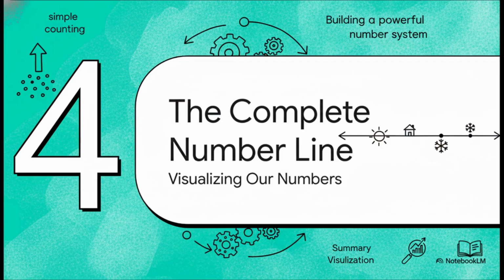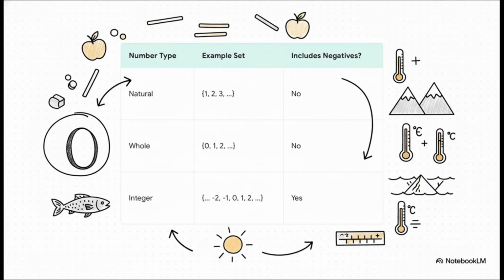So let's pull back for a second and just visualize how this whole system fits together. We started out with just simple counting, and now we've built something way more powerful. This little chart here really lays it all out beautifully. You can see the evolution, right? We started with the natural numbers just for counting. Then we added 0 to the mix to create the whole numbers. And finally, the big step, we added all the negative opposites to get the complete set of integers. Each step just gives us more power to describe our world.